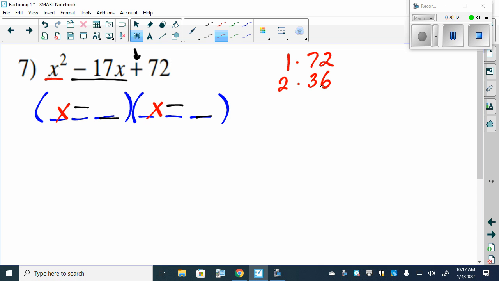36, 3 and 24, 4 and 18. 5 won't work, but we do know that 6 will. 6 and 12. 7 won't work. 8 will. 8 and 9, and we are done because 8 and 9, they met. The number after 8 would be 9, it's already listed, so we don't have to list it again.